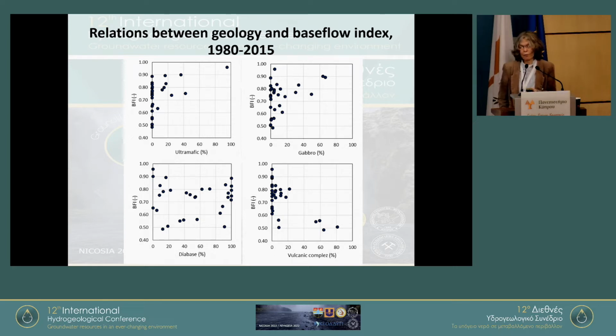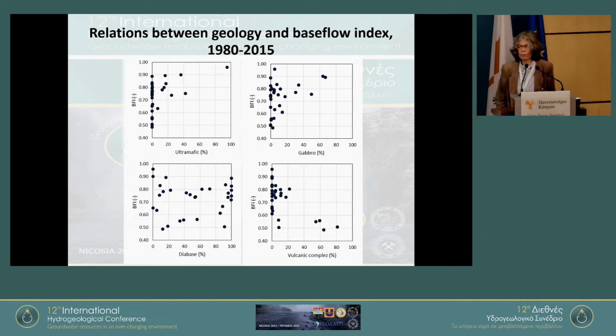pattern. And even a more mixed pattern is when we go down to the diabase, so we see the percent diabase over the watershed, and an extremely variable base flow index from these watersheds. And then the volcanic complex, right, the pillow lavas, for sure, they have lower base flow indices, right? If there's a higher percentage of volcanics, lower base flow index, but it's also influenced by the fact that they are further downstream, right? So, although we can see a pattern, the pattern is not clear.